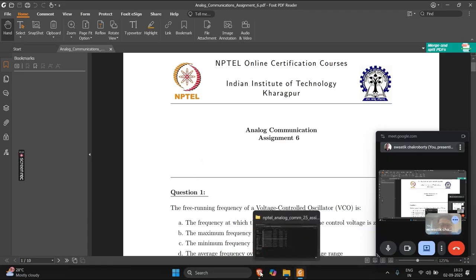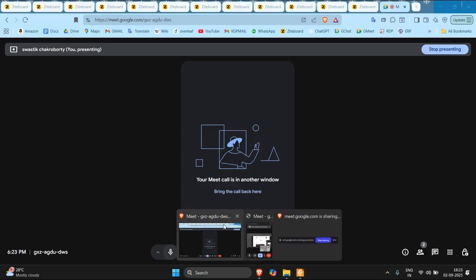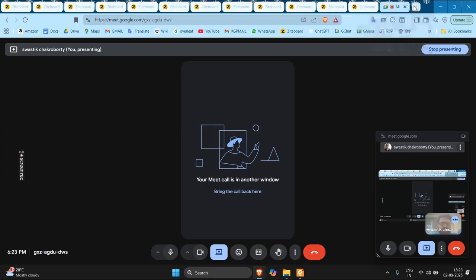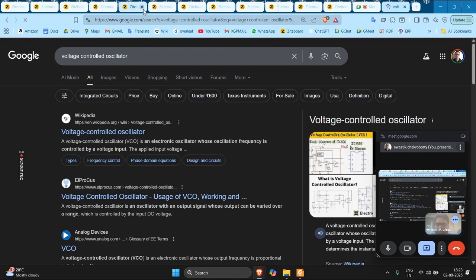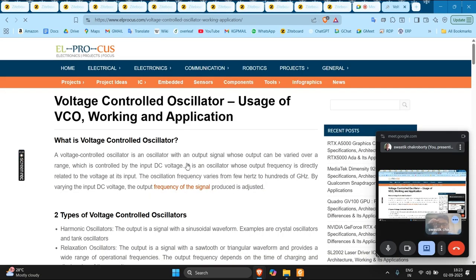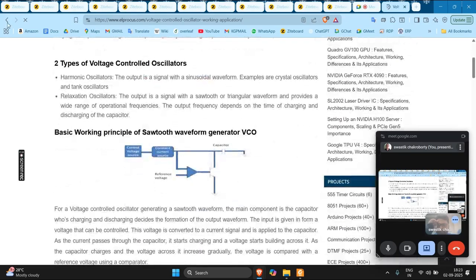First, we need to learn what a voltage controlled oscillator is.